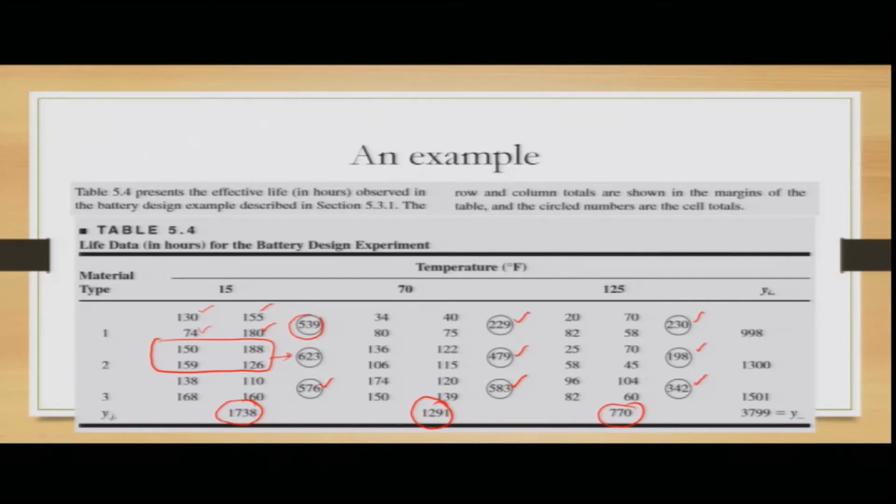If I find the sums along the margins, which is the last column, this 998 is the sum of all the samples corresponding to a fixed material type, for all the 3 different temperatures. Then you have 1300, which corresponds to type 2 material for all the 3 temperatures, and 1501, which is for all the 3 temperatures for type 3 material. And obviously, you have the average values already written down.